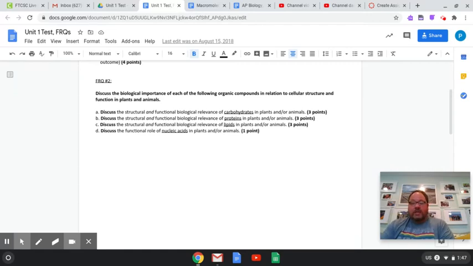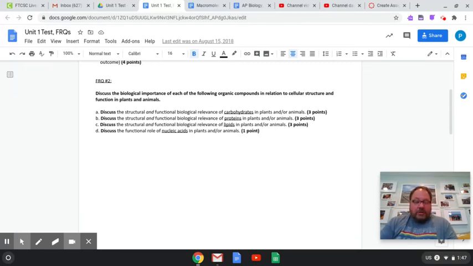Again, the goal is to just get to 3 points, right? So give a structural relevance, give a functional relevance, and then give an example of how it's used in plants or animals. For B, same deal. Structural and functional biological relevance of proteins. Structurally, what do proteins do for organisms? Functionally, how are proteins important? And again, you can use specific examples from plants and animals.